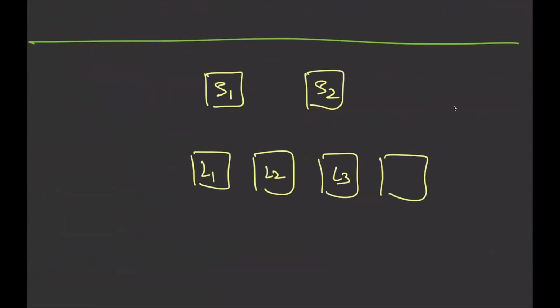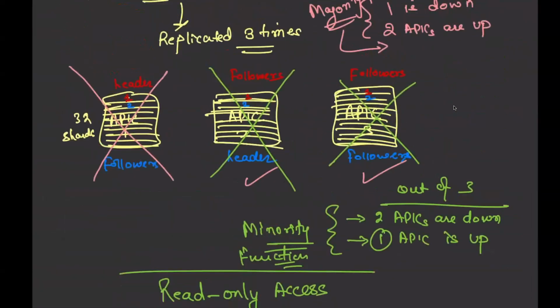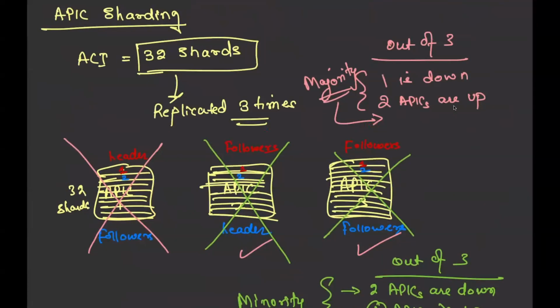Sharding is like 32 kinds of services, or how is it? Yes, 32. The whole configuration is going to be divided into 32 shards, where one shard is going to be one service, you can say. That is an important question from an interview point of view. A lot of people are going to ask in interviews what APIC sharding is.